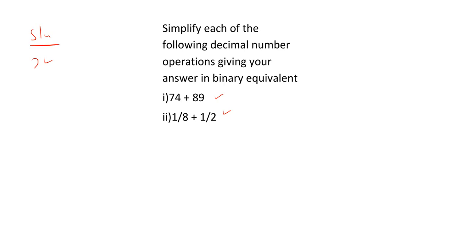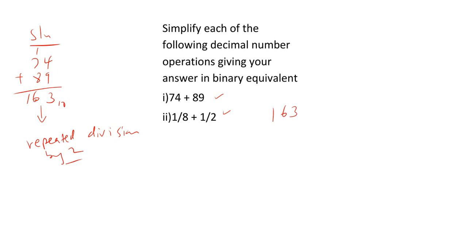When performing addition of numbers, we do the normal addition, whereby we have 4 plus 9, 13, carry 1. This is 16. So we get 16 base 10. Now we change this to binary. From decimal to binary, we do what we call repeated division by 2. So what we are going to do is we take 163.